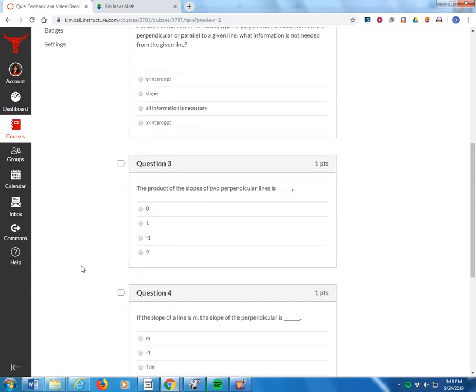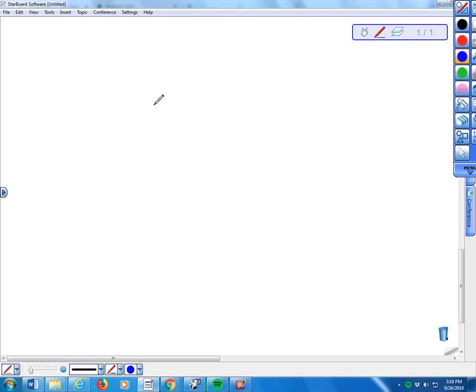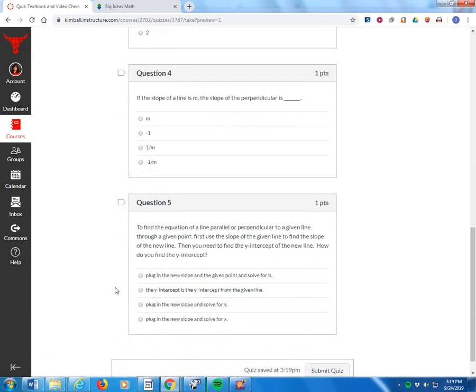Question 3. The product of the slopes of two perpendicular lines is what? -1. Yep. Why? If you read the textbook: if one slope is 3, what's the slope of a line perpendicular to this one? -1/3. So if the product means I multiply those two together, when I multiply 3 times -1/3, I get -1. So the product of perpendicular slopes is always -1. Remember the textbook: if the slope of a line is m, the slope of the perpendicular is -1 over m.